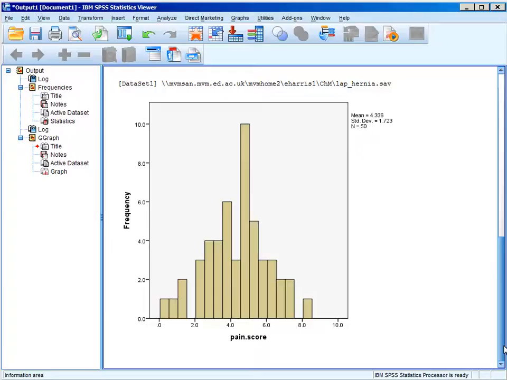Now we know that the median is the middle of the data, and that half of the patients have a pain score that's greater than the median, and half of the patients have a pain score that's less than the median. So we can say that the probability that any patient has a pain score greater than 4.6 is 0.5, half. Therefore, for this question, p equals 0.5.